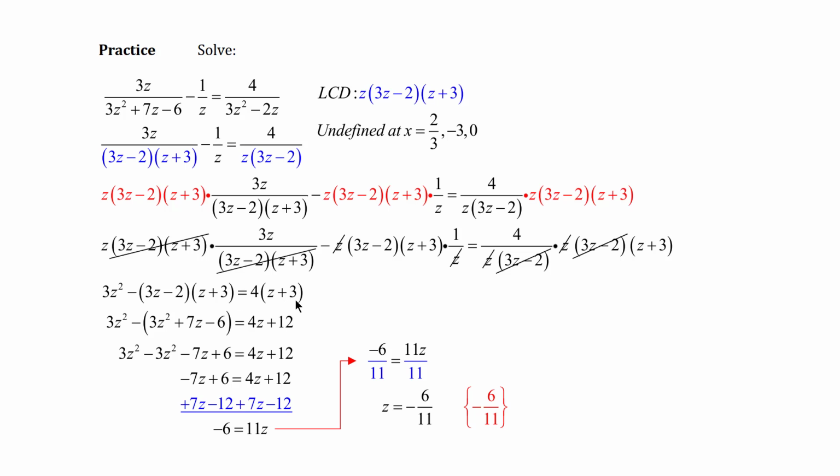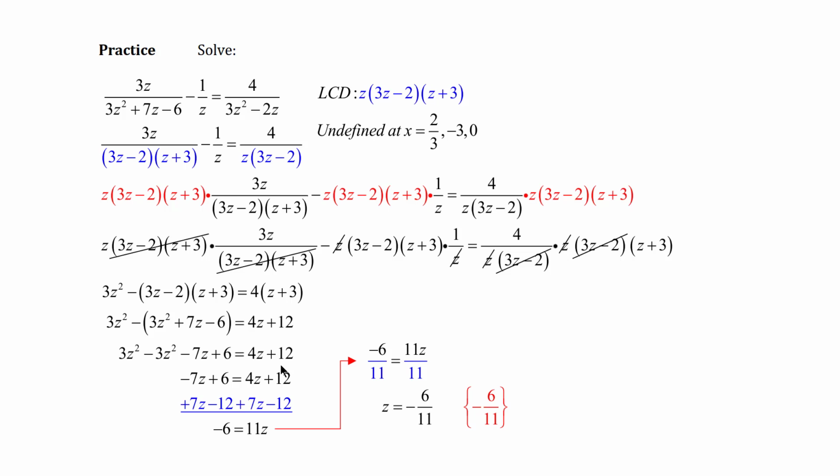The result is 3z squared minus (3z minus 2) times (z plus 3) equals 4 times (z plus 3). Next, we can multiply the binomials in the middle. We can also distribute the 4 inside the parentheses to the z plus 3 and also bring down the rest of the terms. The result is 3z squared minus (3z squared plus 7z minus 6) equals 4z plus 12. Next, we could distribute the negative inside the parentheses and bring down the other terms. We get 3z squared minus 3z squared minus 7z plus 6 equals 4z plus 12.